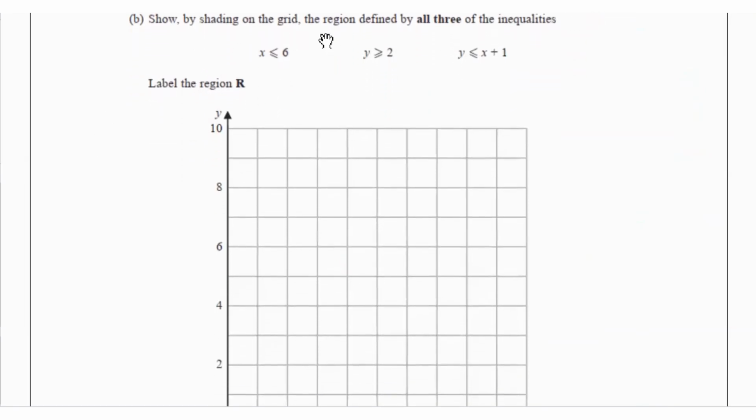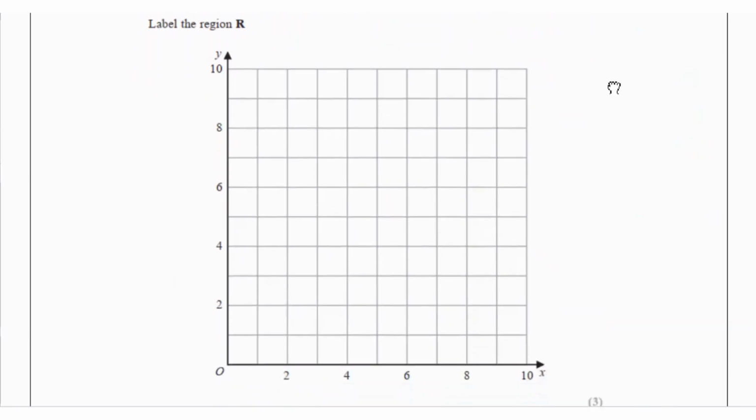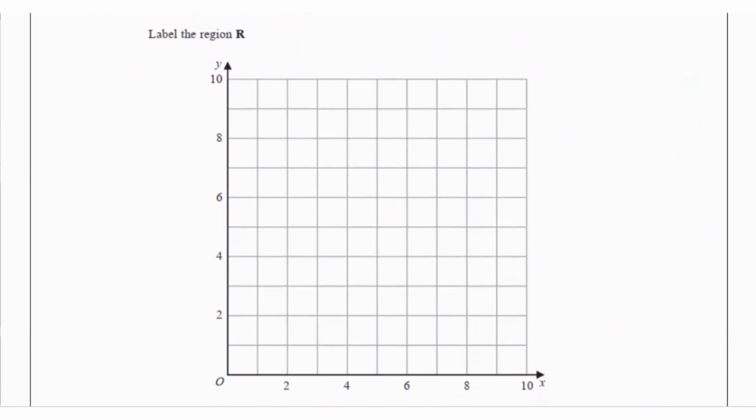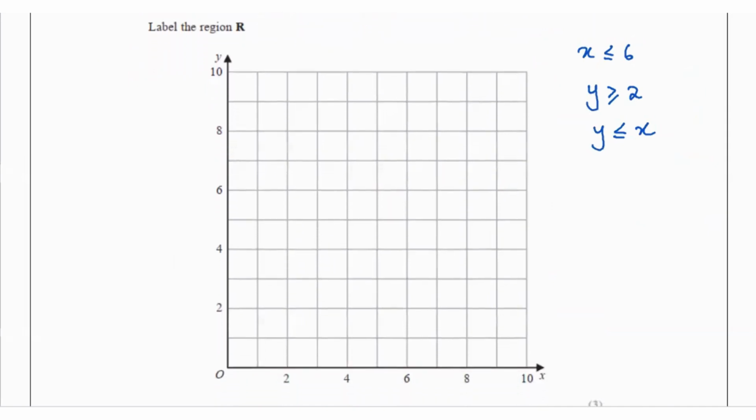Show by shading on the grid the region defined by all three of the inequalities. X is less than or equal to 6, y is greater than or equal to 2, and y is less than or equal to x plus 1.